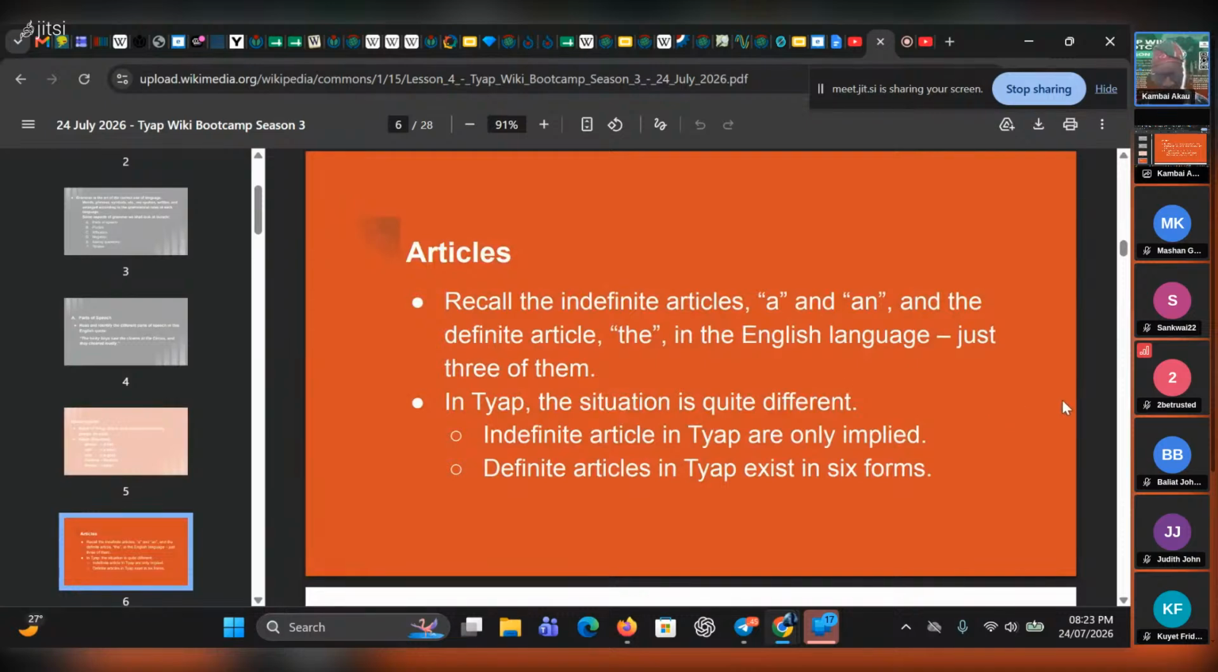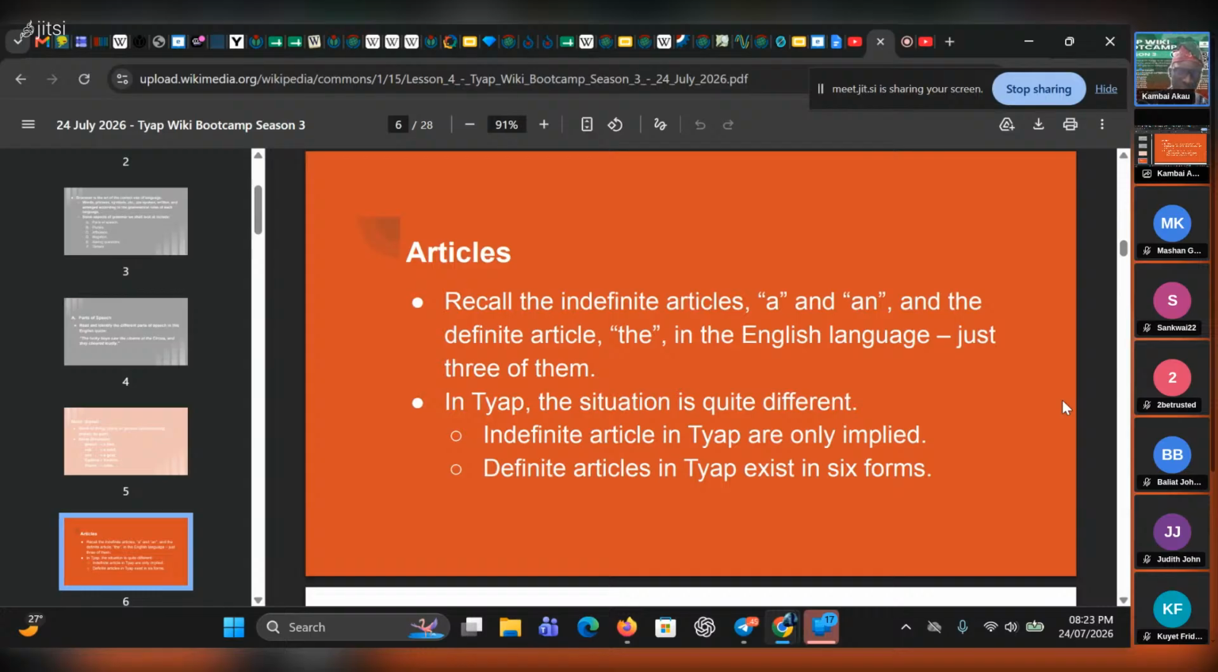And then what are articles? Again, as you will recall, we have definite articles and we have indefinite articles. For the English language, there are the definite and the indefinite, but in the Tyap language, we don't have anything like indefinite articles. We only have definite articles. Well, we may have indefinite articles only when we are talking about numbers, but most times they are implied.